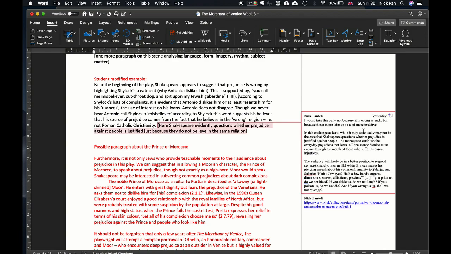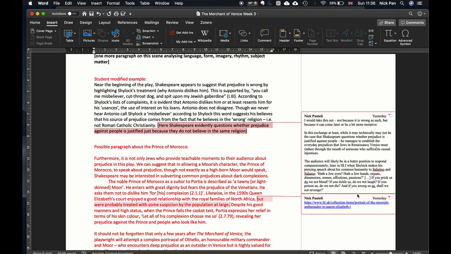I think we could be a bit more cautious, a bit more tentative, and just basically say, in this exchange at least, while it technically may not be the case that Shakespeare questions whether prejudice against people is justified, he manages to establish, at the very least, the everyday prejudices that Jews in Renaissance Venice must endure through the mouth of someone who suffers its casual injustices. Okay, be careful about your pronouns, and make sure your sentences make sense as well.